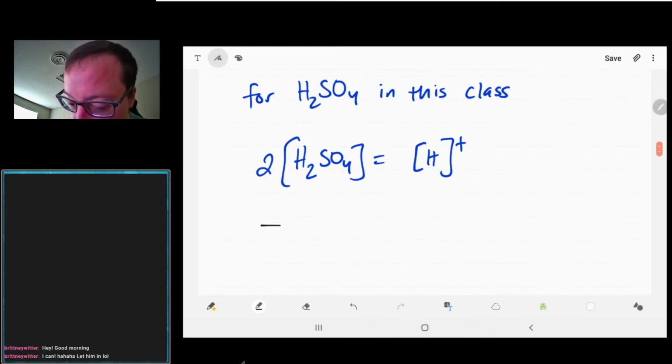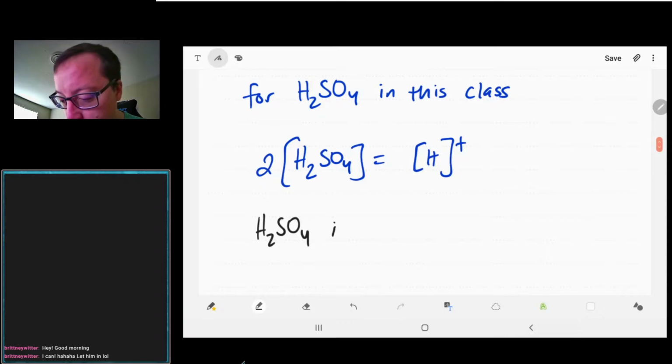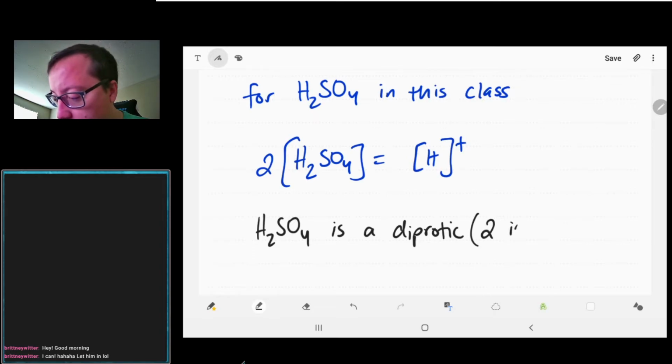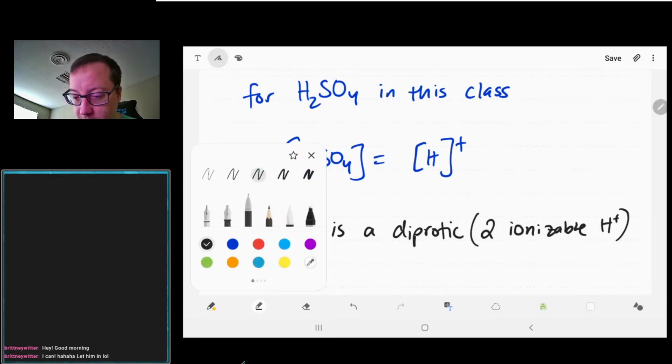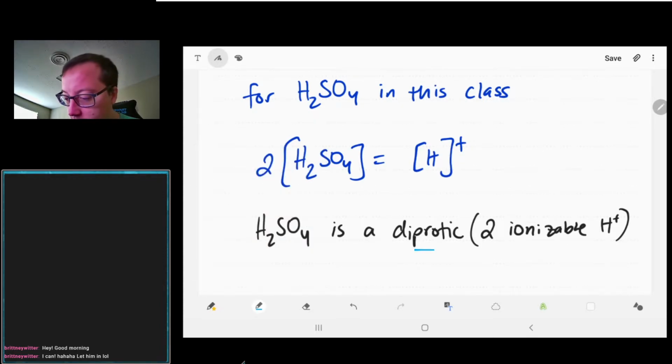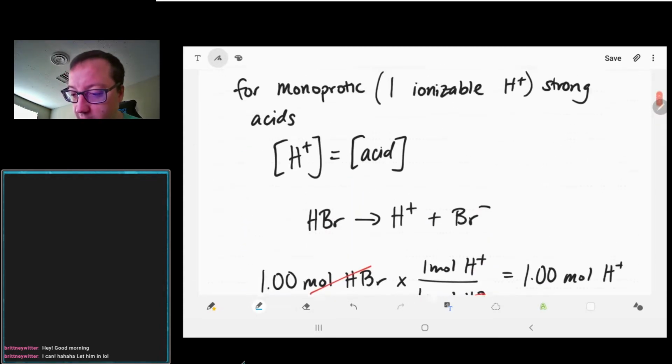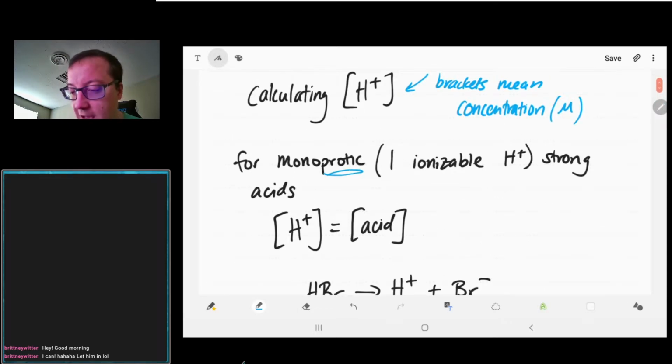We would describe sulfuric acid as diprotic. It has 2 ionizable hydrogens on it. So we have a little bit of vocabulary here. This sort of protic thing tells us how many acidic protons we have.